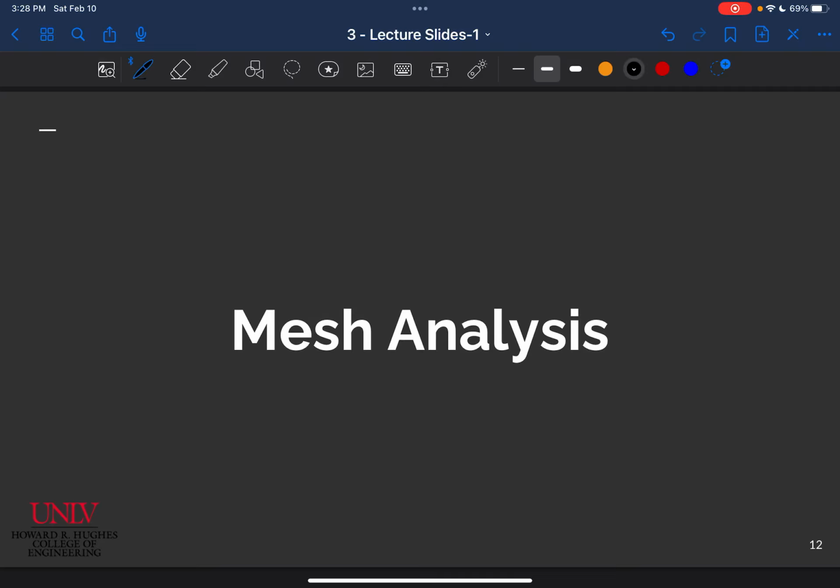All right, we're on to mesh analysis. This is another DC analysis technique for solving circuits, typically circuits with multiple loops. It makes no sense to use mesh analysis for circuits that only have a single loop.